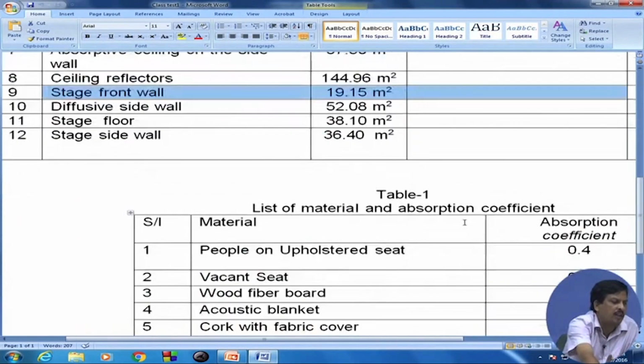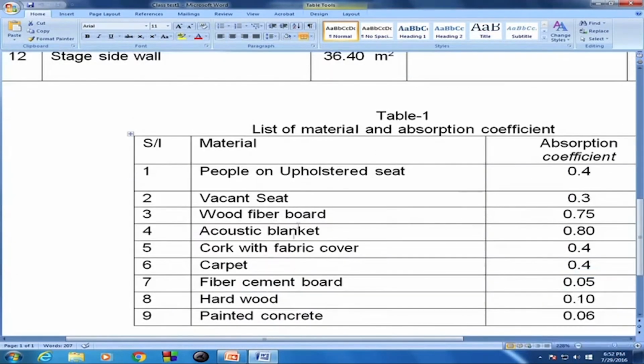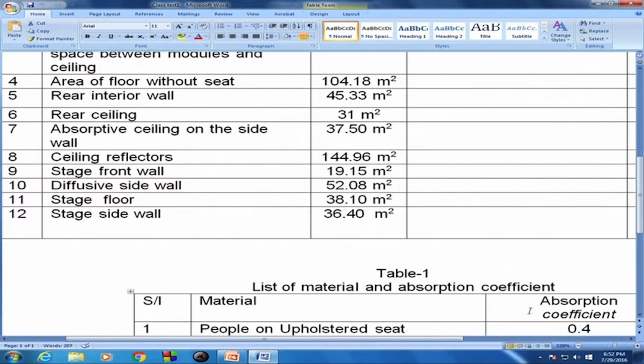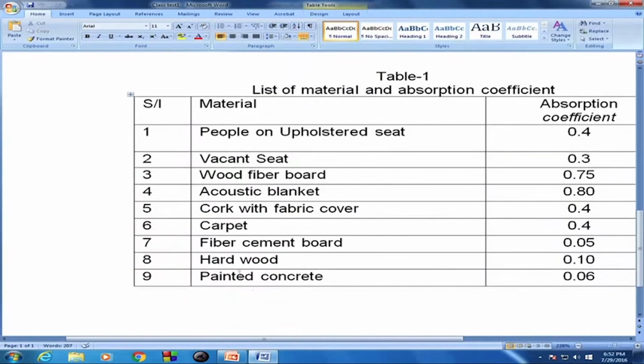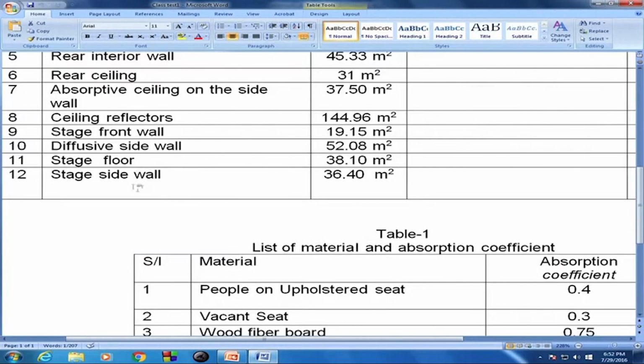Suppose the architect tells me those are the materials he wants to use in that auditorium. So, I can say that fiber cement board has a very low absorption coefficient, so I can use that in the stage front wall. Stage floor, is there any floor material? Hardwood I can use in the stage floor. Painted concrete I can use in the stage side wall. So, the reflective part I design.